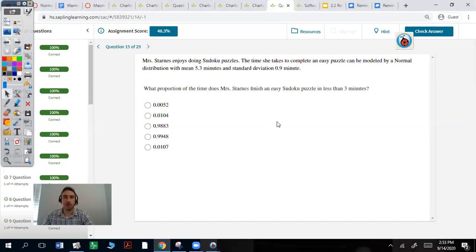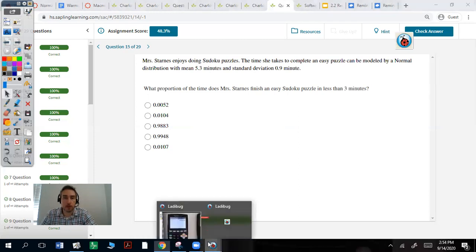All right, Mrs. Starnes enjoys doing Sudoku puzzles. The time she takes to complete an easy puzzle can be modeled by a normal distribution with the mean 5.3 and standard deviation 0.9. What proportion of the time does Mrs. Starnes find an easy Sudoku puzzle in less than 3 minutes? All right, less than 3 minutes. What are we talking about?